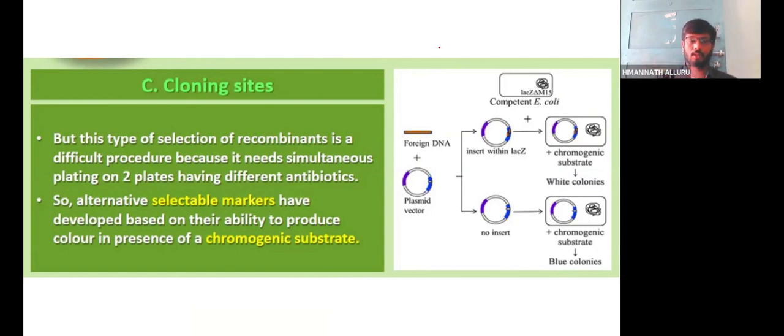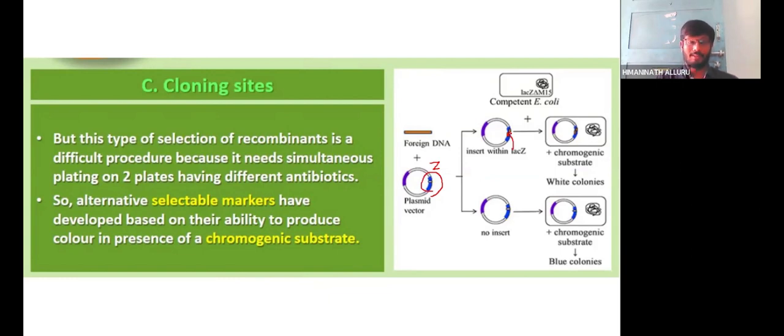Now we'll tell the children, instead of an antibiotic resistance gene, we can also use the LacZ gene as a selectable marker. See, there is one LacZ gene here. Now we are going to add our choice DNA in the place of the LacZ gene. So the LacZ gene will no longer be able to produce beta-galactosidase enzyme. When beta-galactosidase enzyme is not produced, how can a blue color colony be produced? It cannot be produced, isn't it?